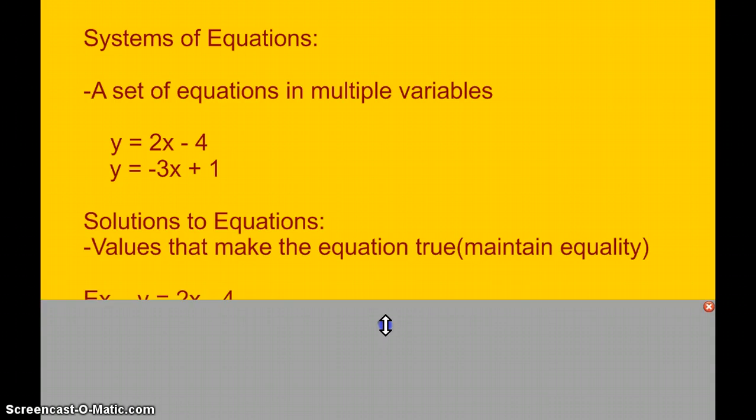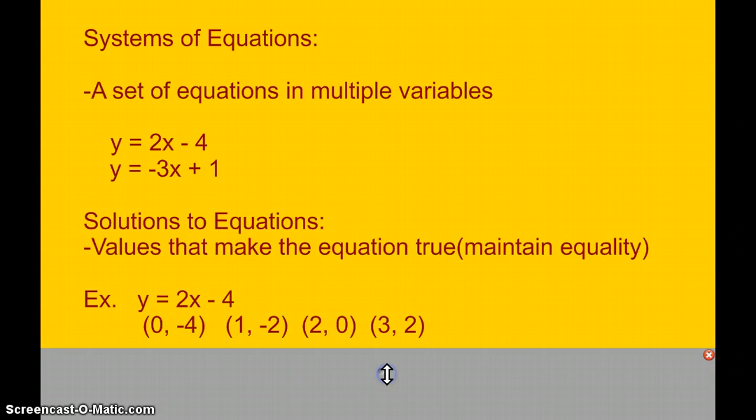Before we can solve systems, we need to quickly review what it means to be a solution to an equation. These equations, such as y equals 2x minus 4, have a large number of solutions. Solutions referring to the values that make the equation true or maintain equality. They make that equal sign be accurate.